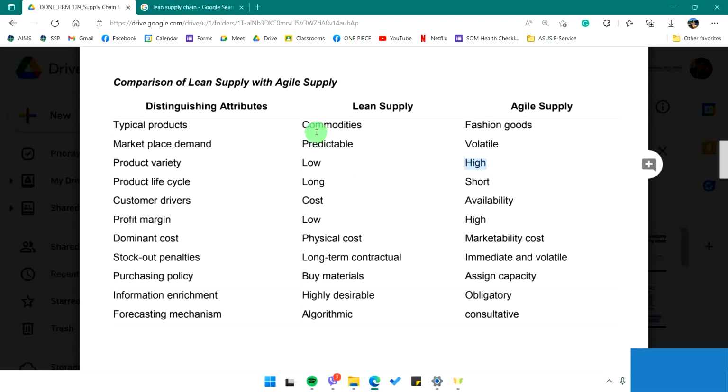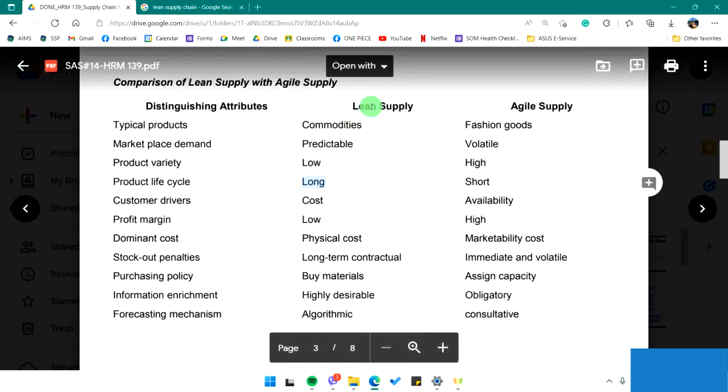Product life cycle, commodities are long, of course. When we say product life cycle, ito yung introductory, growth, climax, or yung pinaka peak, and then saturation or decline. So gaano kahaba yung panahon, yung product life cycle ng mga products sa lean supply? Of course, it's long, no? Basic commodities are always there. It's always a must to have, no?